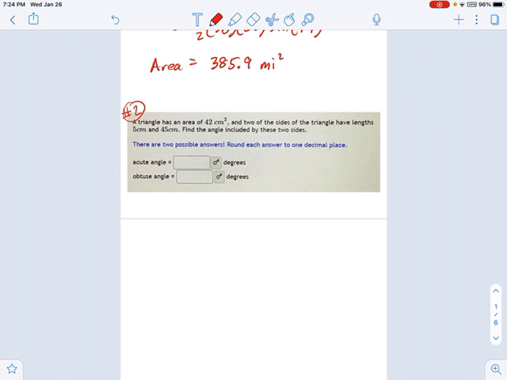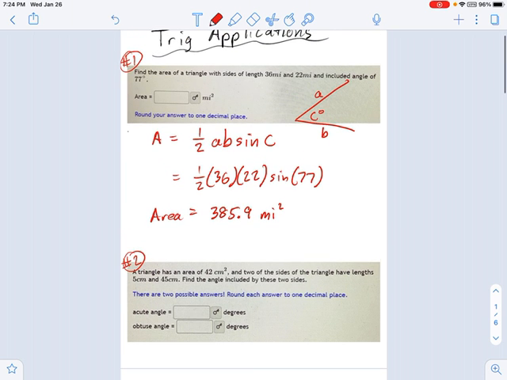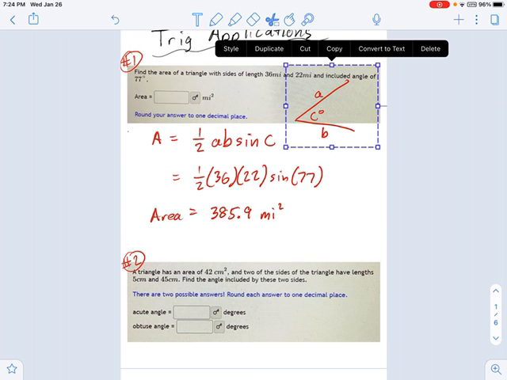So the next problem is similar to that, but we have a twist. We're looking for an angle included by two sides. In other words, the angle between A and B. On that triangle image over here, let me grab this guy. I'm going to use this guy again.